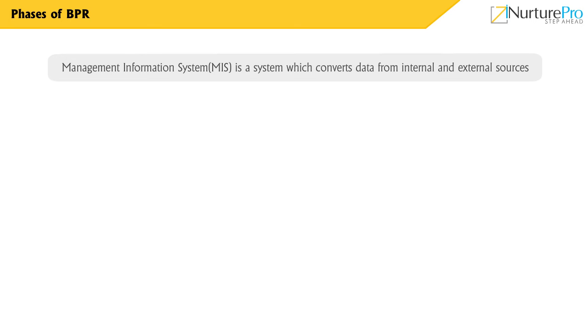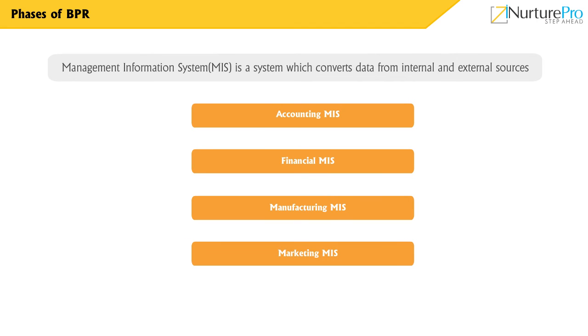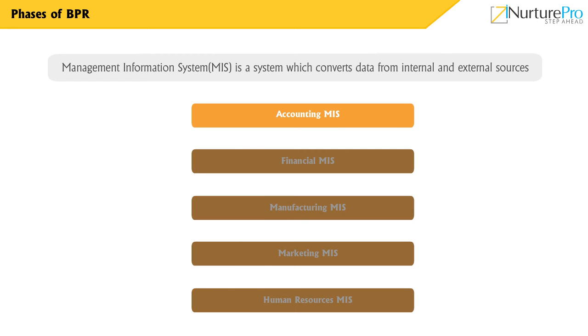Management Information System (MIS) is a system which converts data from internal and external resources into information and communicates it in an appropriate form. There are 5 types of management systems. Let's understand each type in detail. Accounting MIS is the type of MIS in which accounting reports are shared and viewed by accounting managers of all levels in accounting management.